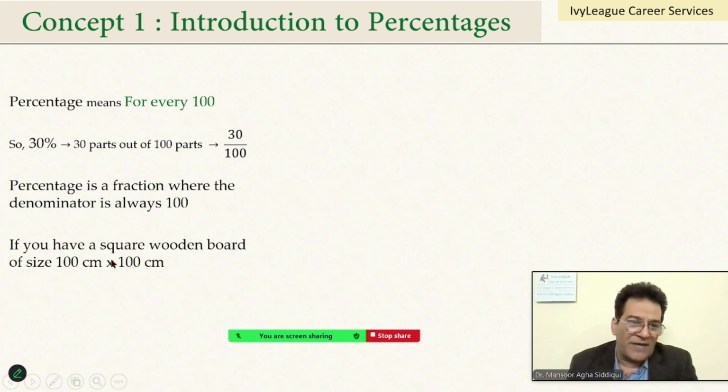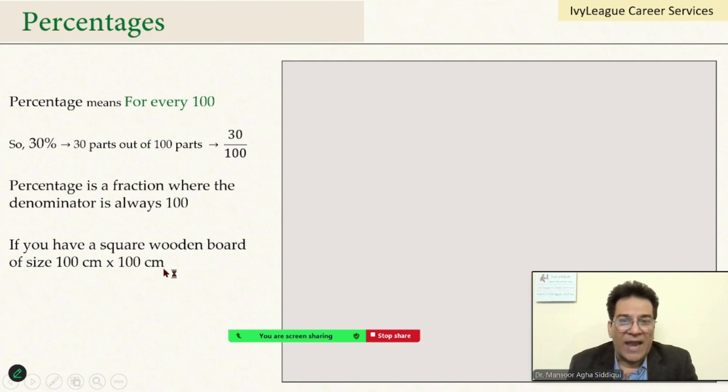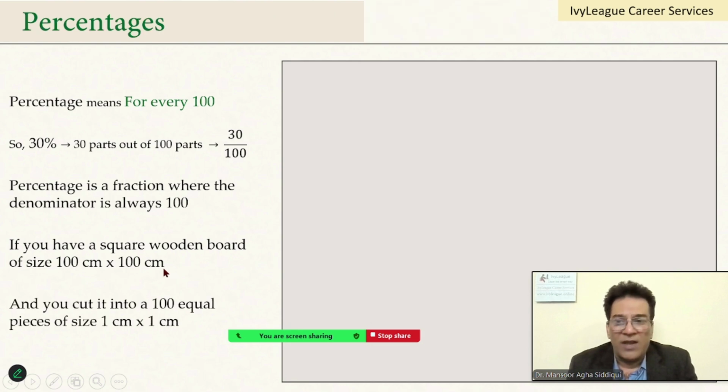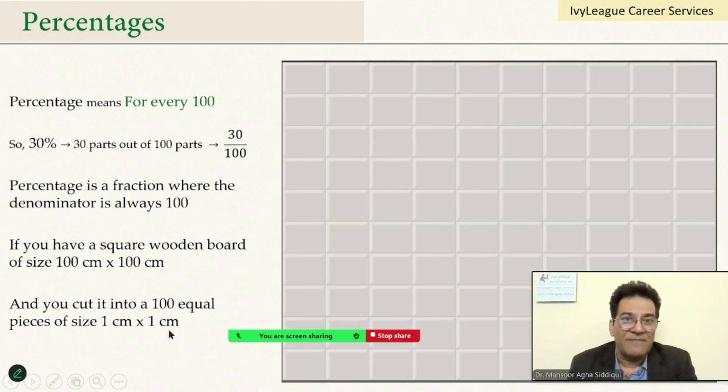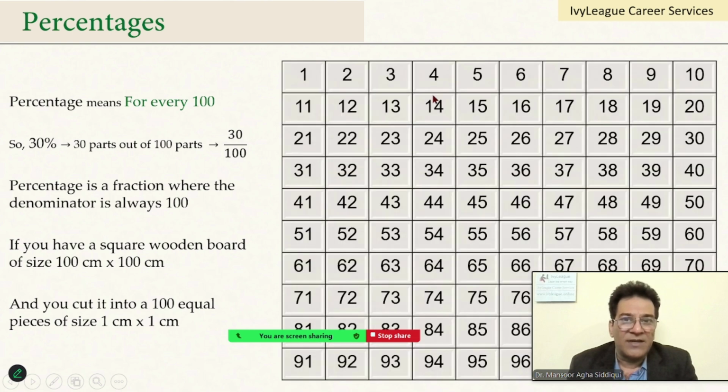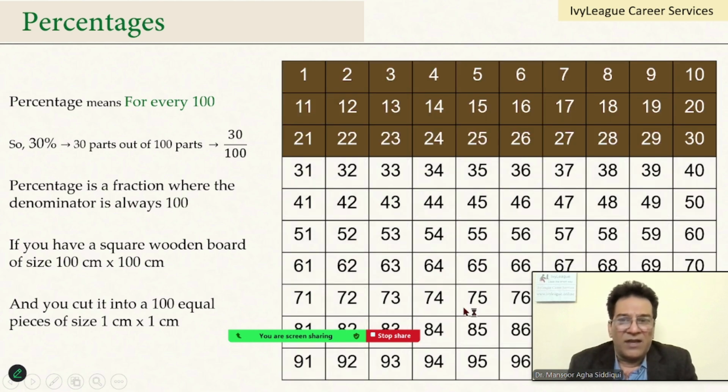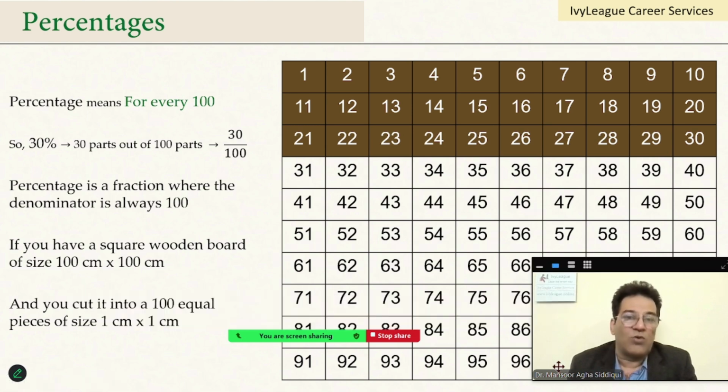And if I take an example, suppose you have a square wooden board whose size is 100 centimeter multiplied by 100 centimeter, and you go in for cutting this board into 100 equal pieces, and each piece is of the size 1 centimeter multiplied by 1 centimeter in this particular manner. And then you write numbers upon all of them, 1 to 100, because there are 100 pieces. Then 30% would mean 30 of these pieces out of the 100 pieces of that whole board as such.